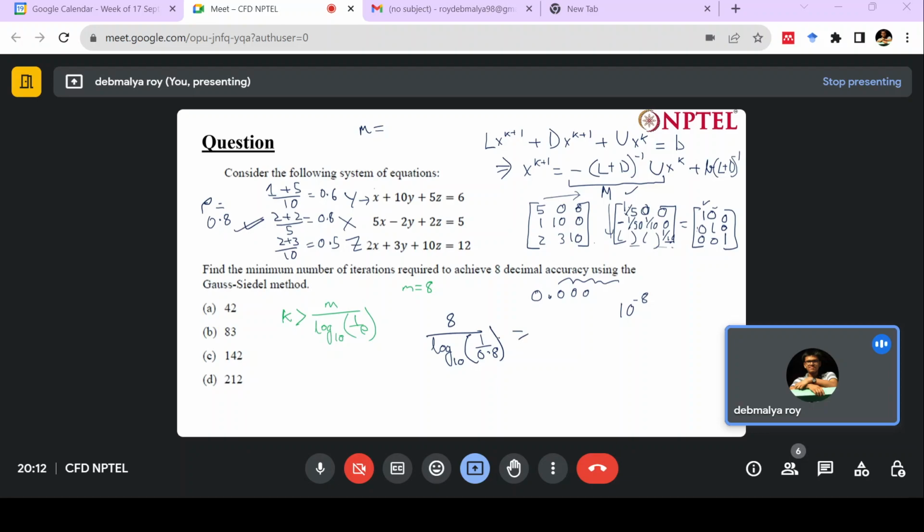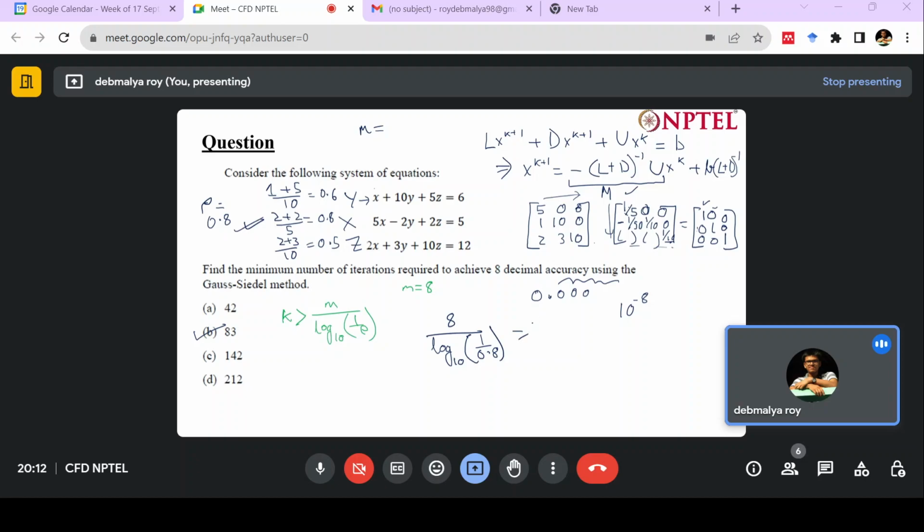Can you tell me the value of this? 83. Okay. All right. So 83 will be your minimum number of iterations. If you have some decimal value, then what would you take? You would take the larger number.